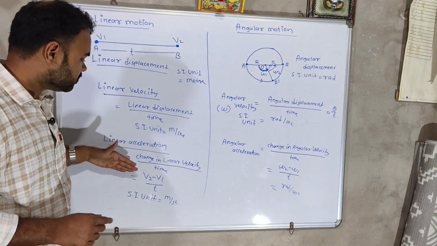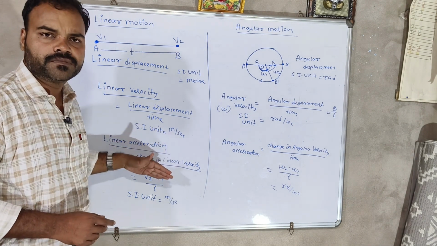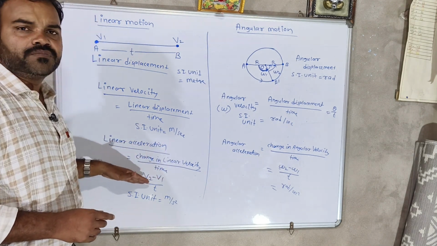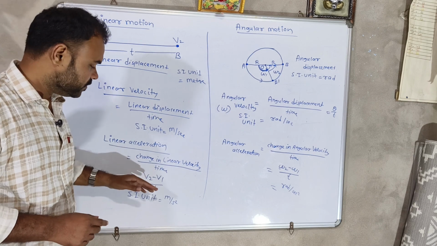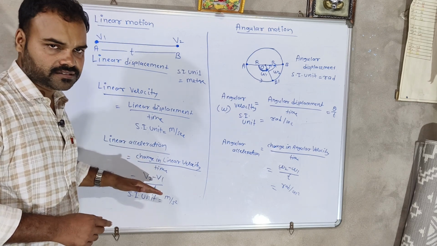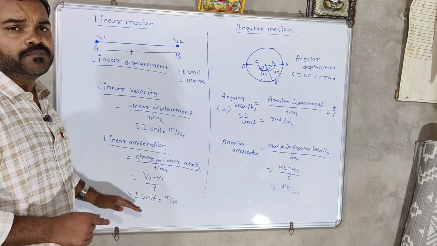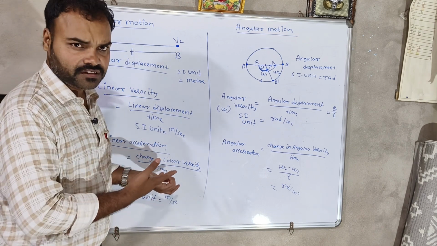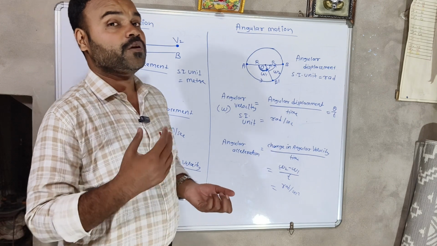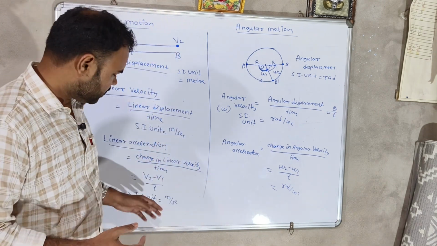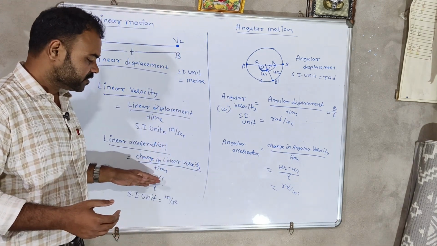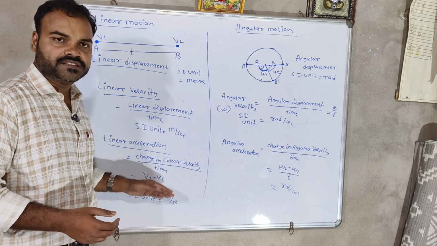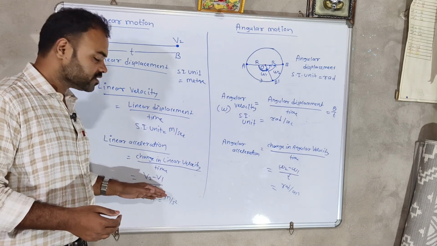So what is the definition? Change in velocity upon time. Final velocity minus initial velocity upon time, meaning v2 minus v1 upon t. Understand? So what is its SI unit? Meter per second square. Why? Because change in velocity is itself a velocity, and the SI unit of velocity is meter per second, and upon second, meter per second per second. That is meter per second square.